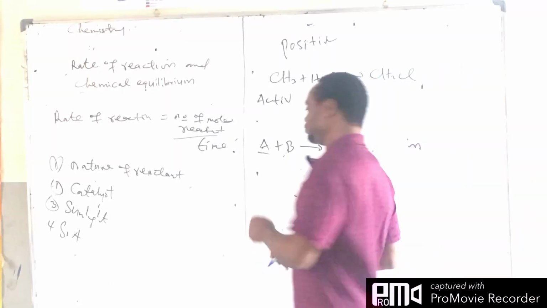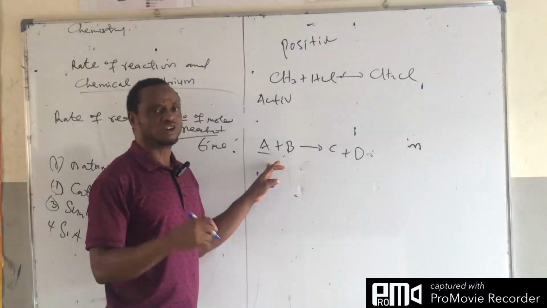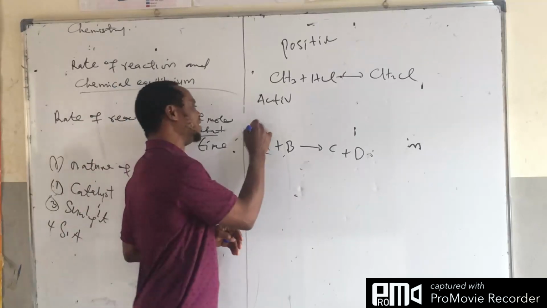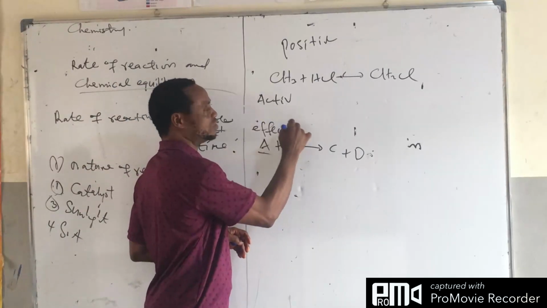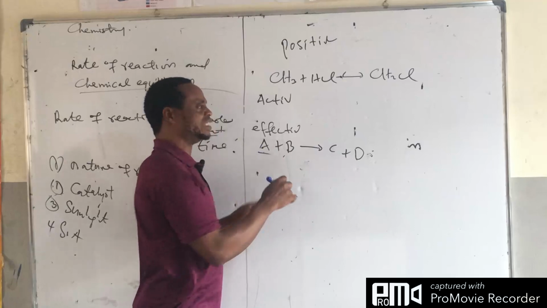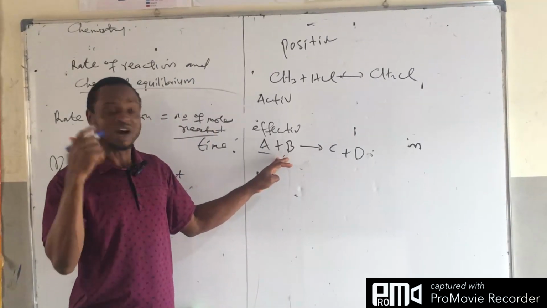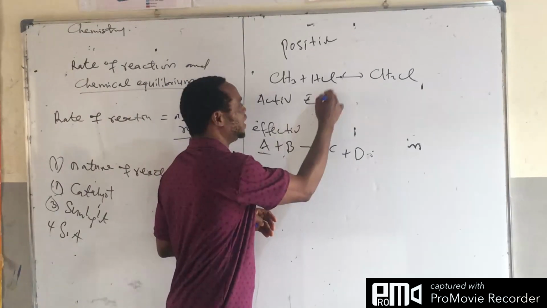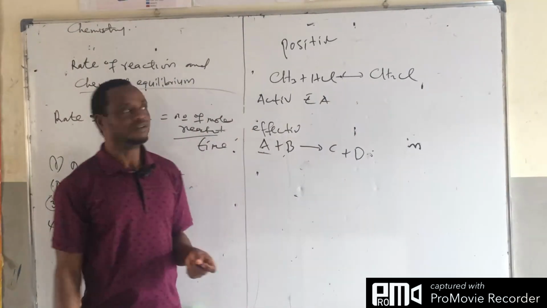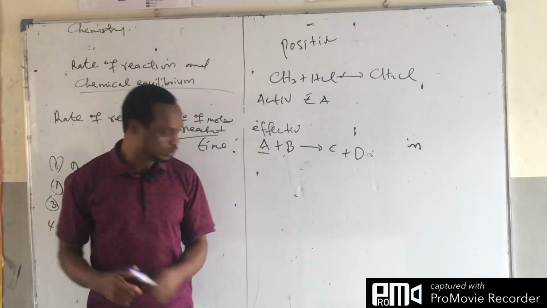So we have those that cannot produce. In fact, we have what we call effective collision and ineffective collision. Effective means that the colliding particles of the reactant are enough to overcome the activation energy. Now, I will draw a diagram for you before we go into questions.